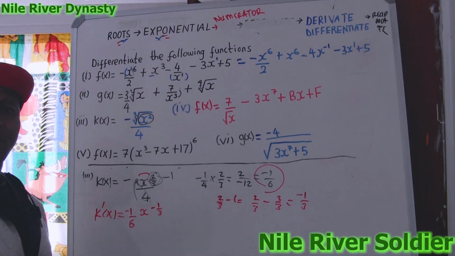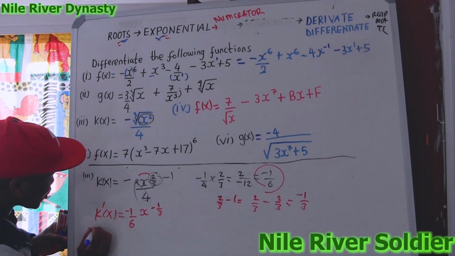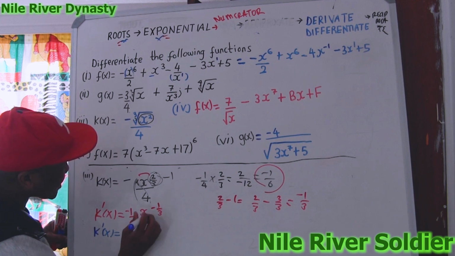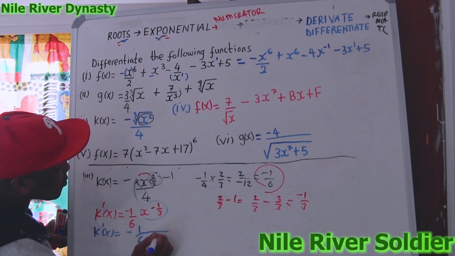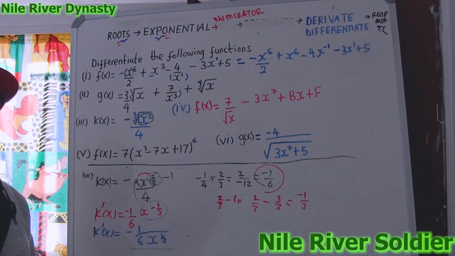After that, the next step, you must reciprocate. So k prime of x is going to become negative 1 over 6, and all this is going to come to the denominator. So it's going to become 1 over 3. And that's the final answer.